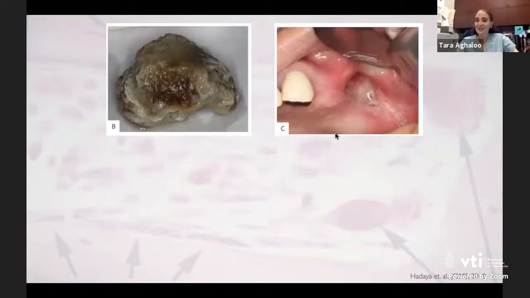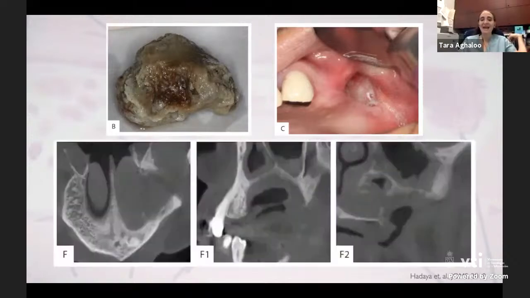And I actually just saw this patient today. This was about probably 3 or 4 years ago now that this had healed. And I saw him today, and he's doing very well. And so this is a CT scan afterwards.